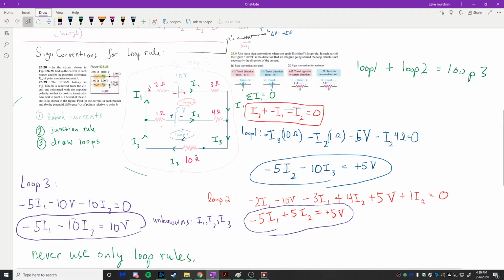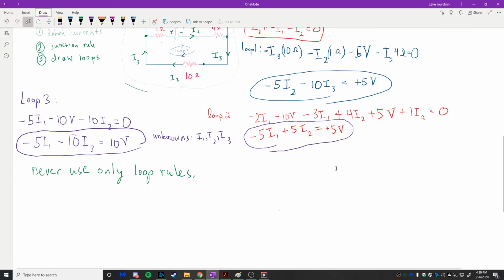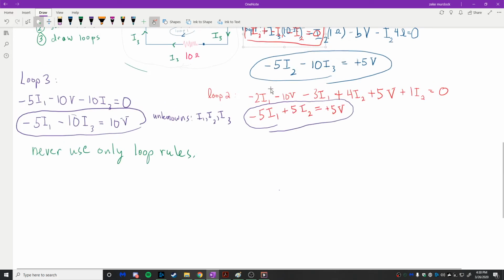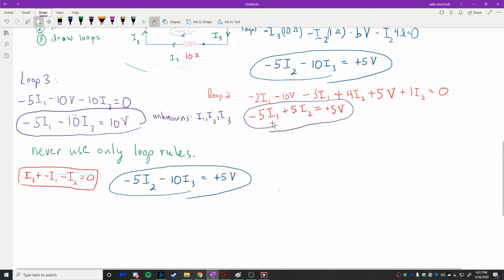And it doesn't matter how you do the loops. This is just always how it's going to be. You have to use the junction rule plus the other two. So we're going to use these three right here. All right, are you guys ready to finish and solve this with the equations we have? So this is one of our equations. Those are the three equations we want to solve, right?